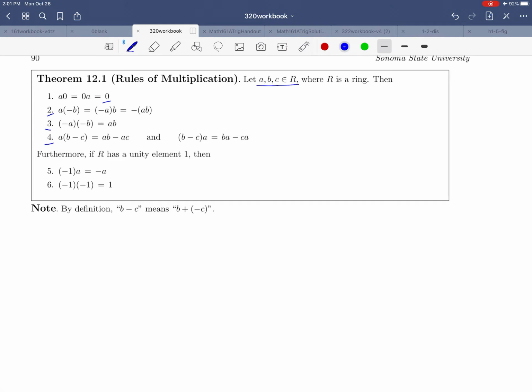So this is like the distributive property for subtraction instead of addition. But again, what is subtraction really? B minus C is B plus the inverse of C. And then if R has a unity element, then the inverse of that unity element times A is the inverse of A. And for 6, we have the inverse of unity times the inverse of unity is unity.